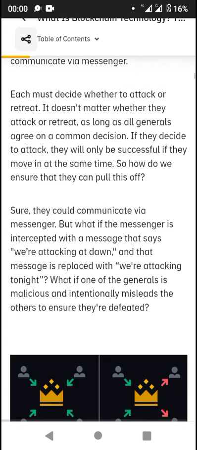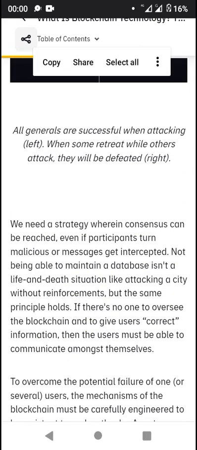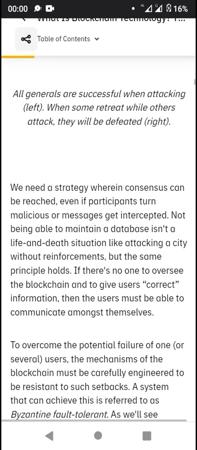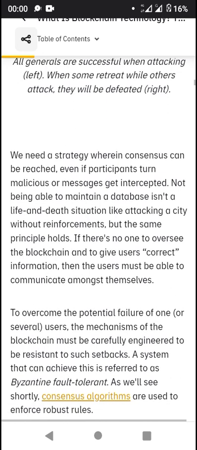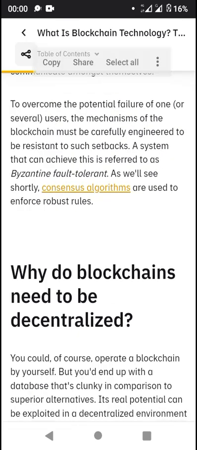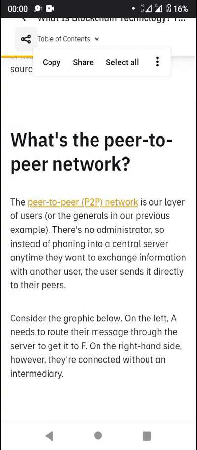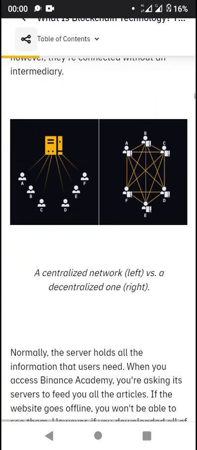All generals are successful when attacking together. When some retreat while others attack, they're defeated. Blockchains need to be decentralized. What's a peer-to-peer network? The peer-to-peer network is in the P2P marketplace on Binance. These are concepts of blockchains.